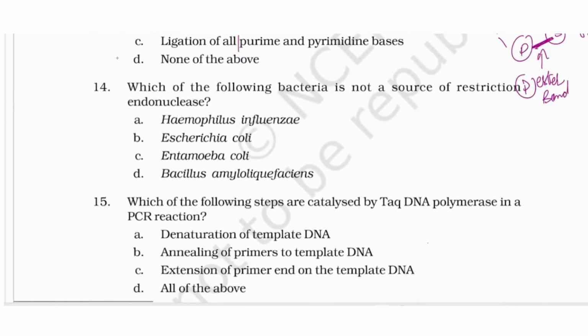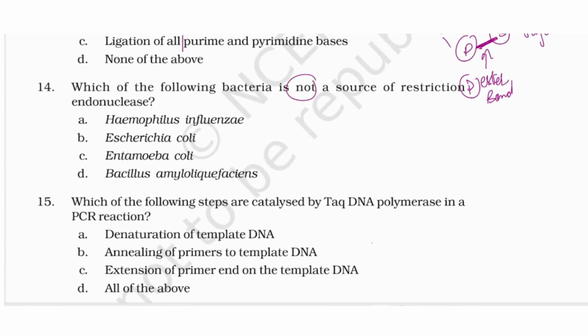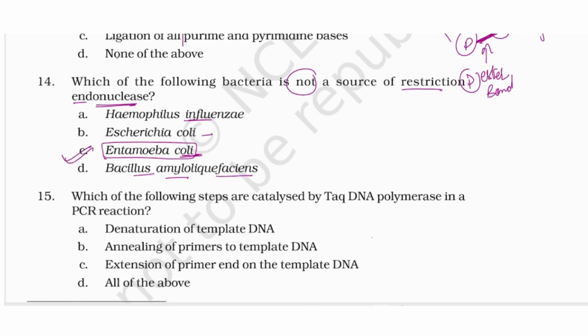Then next question, which of the following bacteria is not a source of a restriction endonuclease? That is actually Entamoeba coli. Entamoeba histolytica was there, not the coli. Escherichia coli was there, Haemophilus is there, Bacillus amyloliquefaciens is there, but not Entamoeba coli. It is actually a combination of the two, so we cannot go with this one.